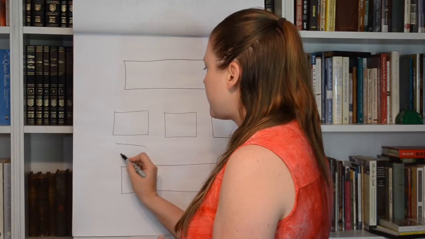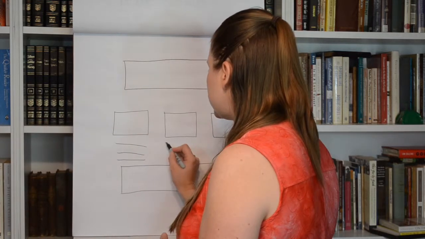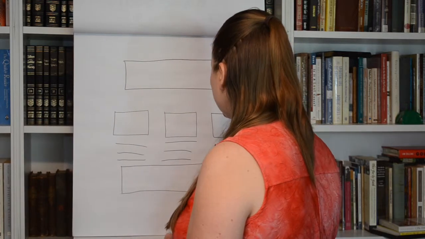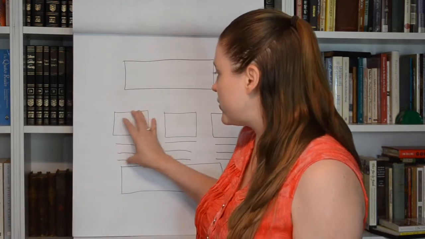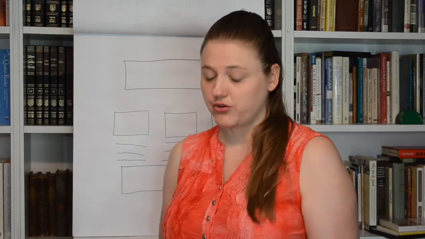So you might be asking, well, how in the world does this help me write a 5-paragraph essay? All you have to do is draw 3 lines under each one of these boxes. And now each one of these groups becomes an entire paragraph.